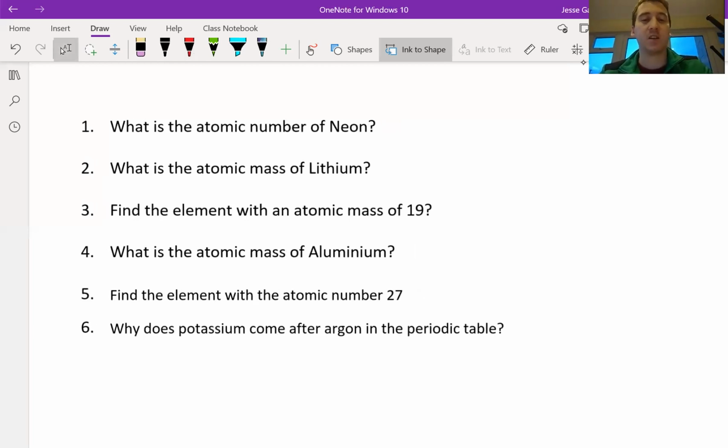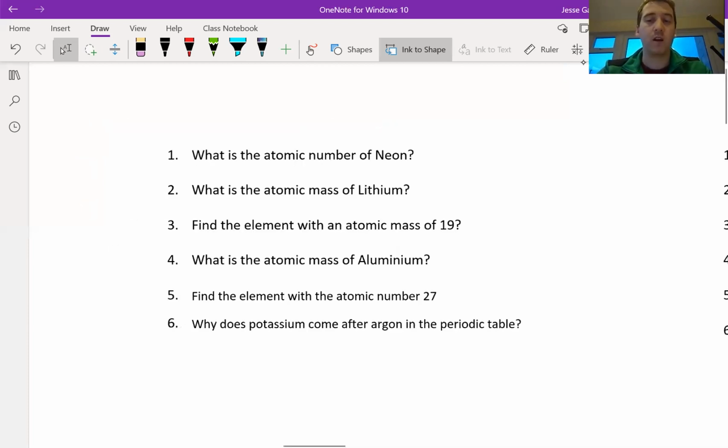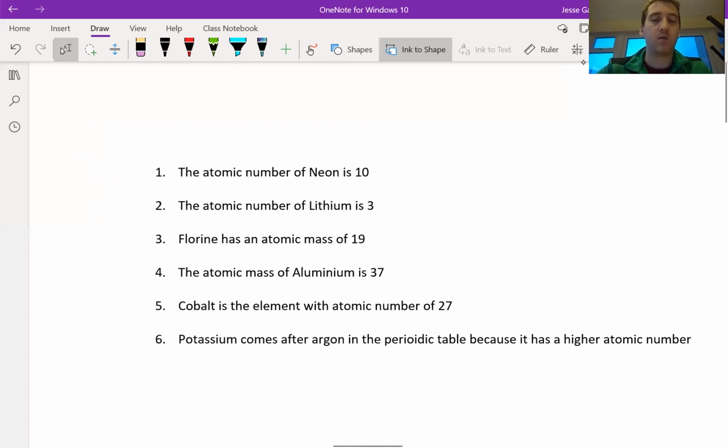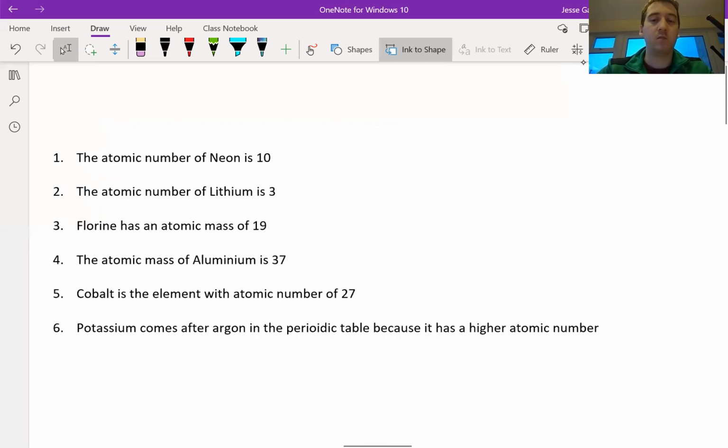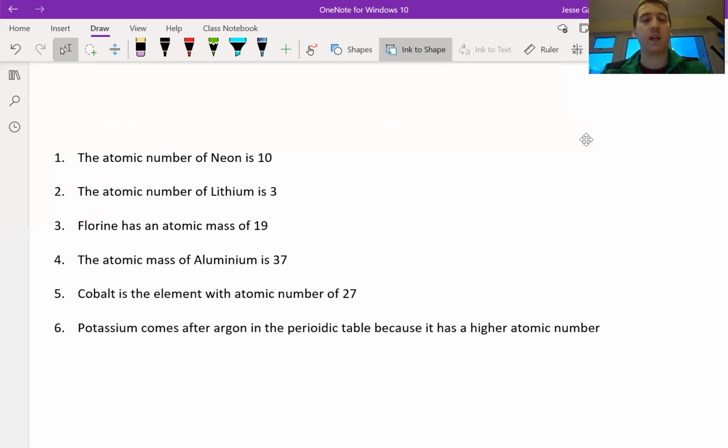And why does potassium come after argon in the periodic table? Potassium comes after argon because it's got a bigger atomic number. It's got a bigger atomic number by 1. So it's 1 bigger in atomic number. So here are the written answers. If you need to, pause the video now, please, and make any corrections that you need to in a red pen. Okay, well done. It's time to move on.